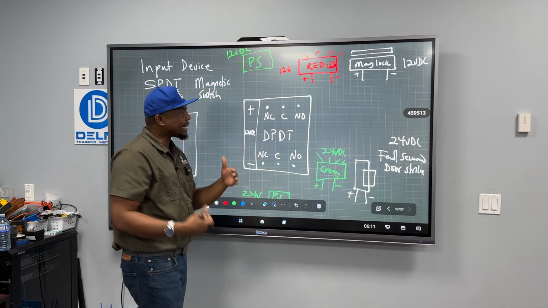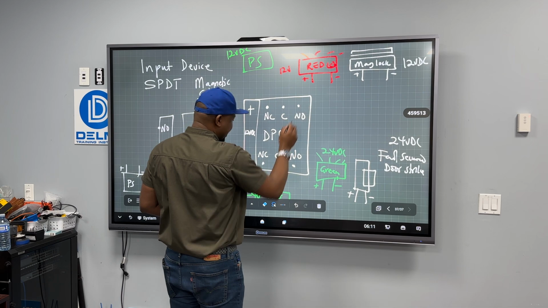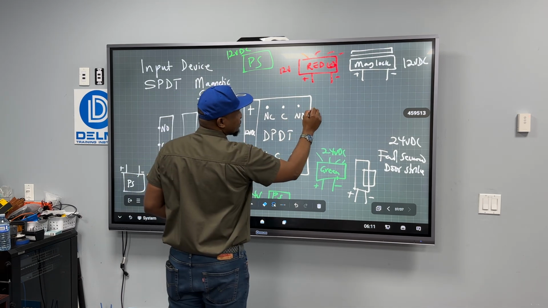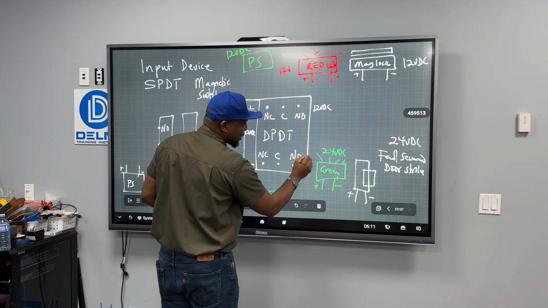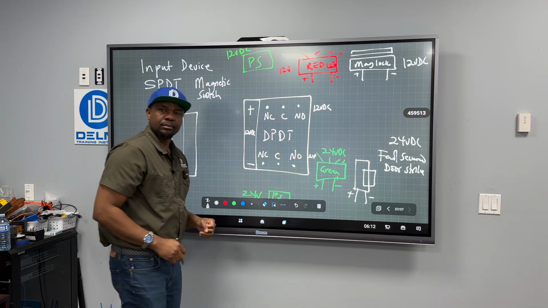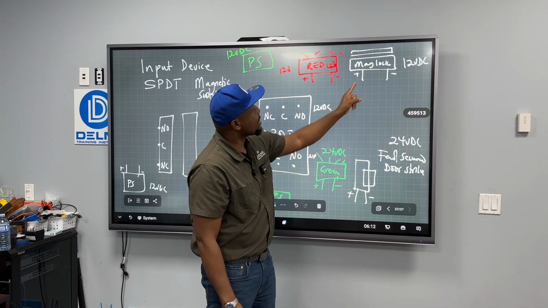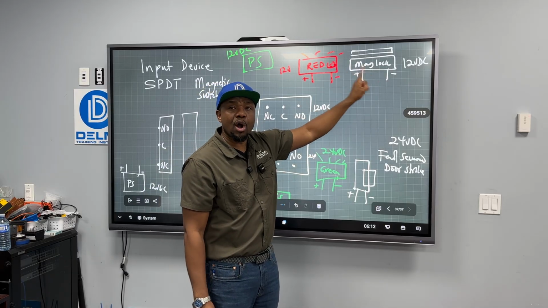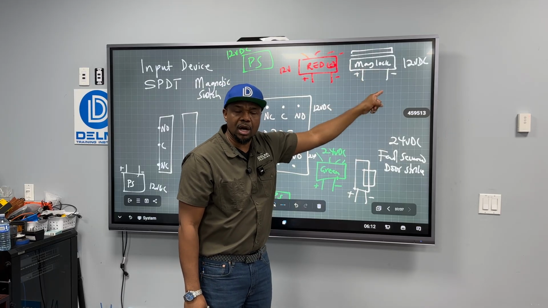So I'm going to decide that I'm going to use the 12 volts up here. So this here is going to be my 12 volt circuit. And whatever is here is going to be my 24 volt circuit. That's what I'm going to do. So let's look at this. This guy here needs constant power to remain locked.